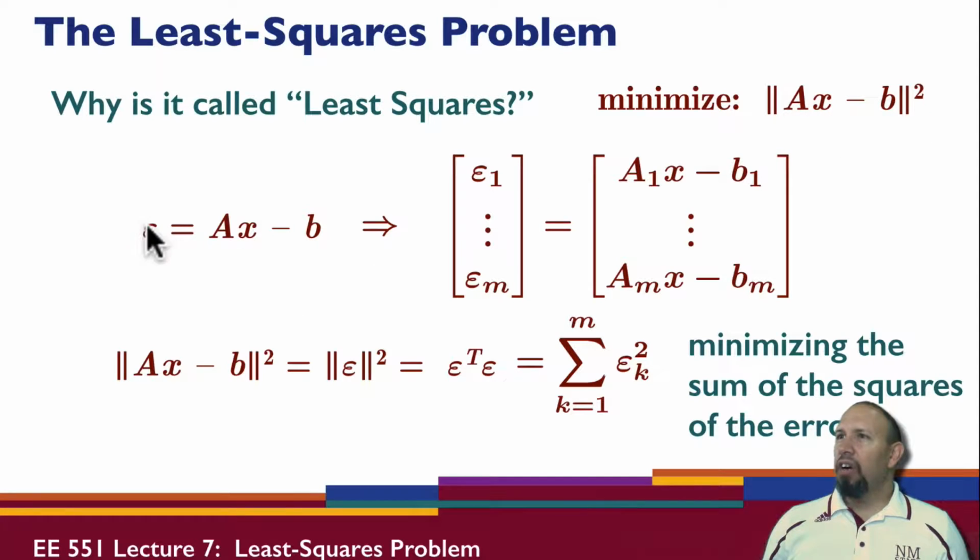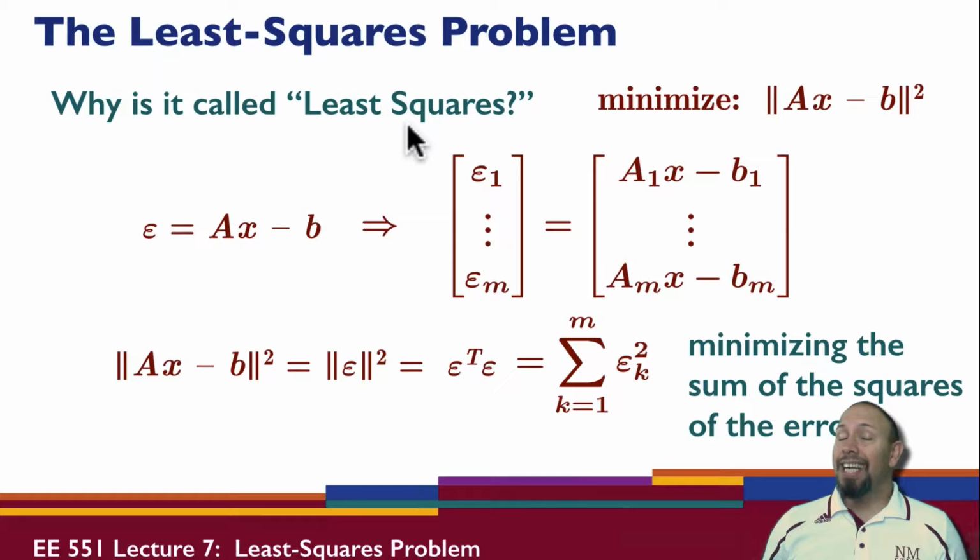So if we think of the error as being the difference between Ax and b, and so the individual elements of that error then basically are this way, then the norm of Ax minus b squared is equal to the norm of the error squared, which is the error transpose times the error, which is the sum of the squares of the elements of the error. Okay, so we're minimizing the sum of the squares of the error, so that's why it's called least squares.